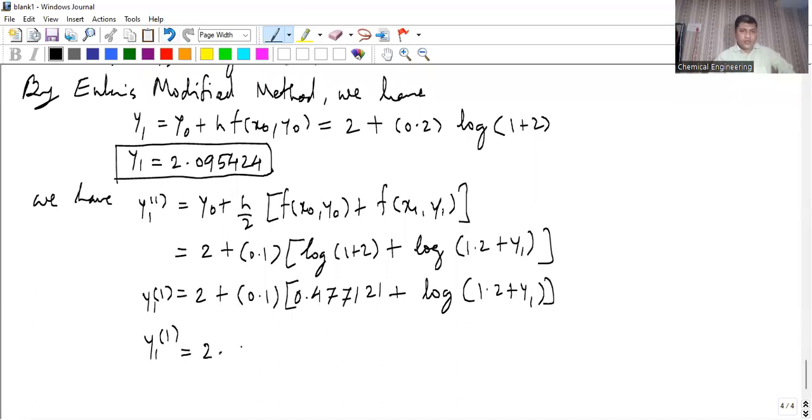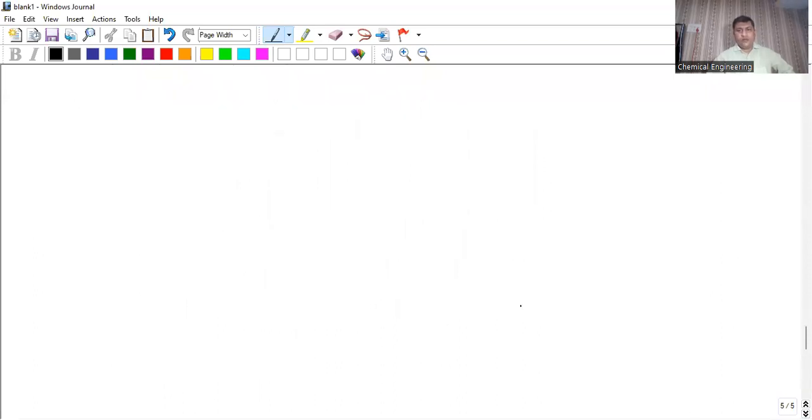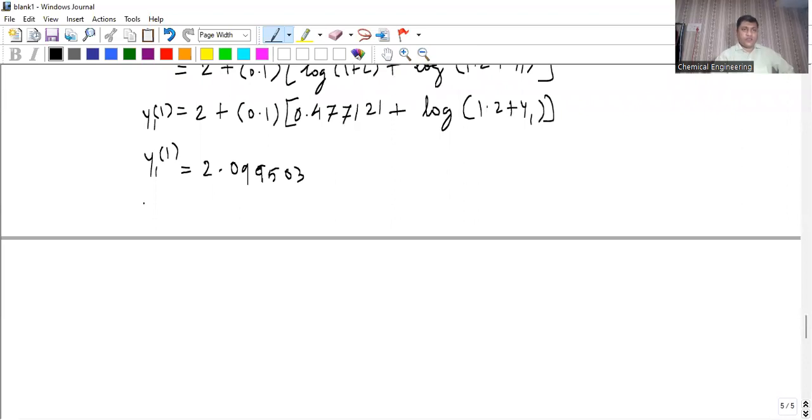Is it 2.099503? Is that correct? Yes, sir. Okay, so this is going to be the first correction. Okay, so you can go for the second correction for y1.